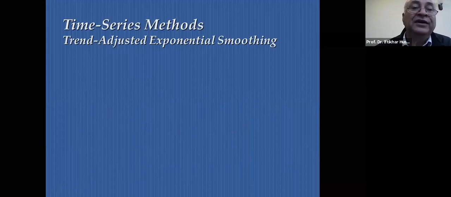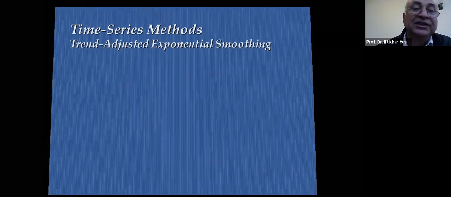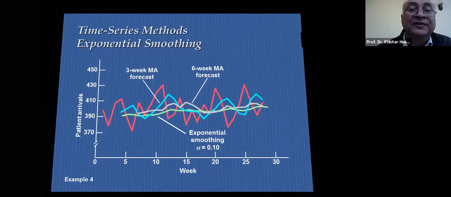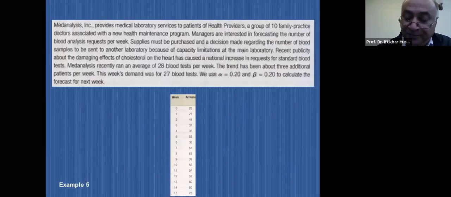Okay, then we have trend adjustment, exponential smoothing. The issue with exponential smoothing, although it is more sophisticated than the simple moving average and the weighted moving average technique, is that it fails to pick up the trend in data. So if a trend exists in the data, then we use the trend adjustment. To explain the trend adjustment, let's first go through this example.